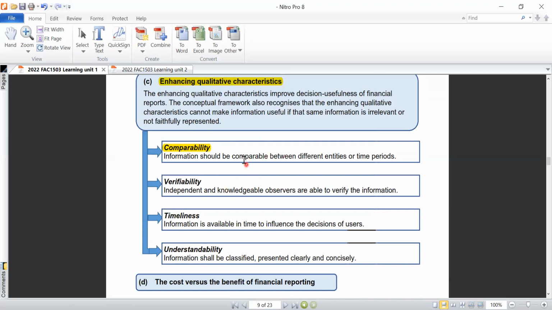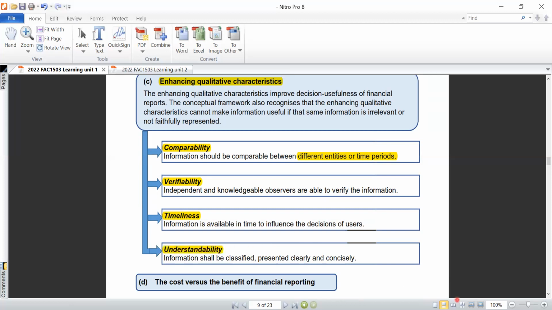We should be able to compare that information between different entities and different financial periods. And it should be verifiable. We must be able to have independent observers coming to verify the information. That's where auditors come into the picture. And there has to be timeliness. The information should be available in time, so that the ones intended to use that information can take informed decisions.